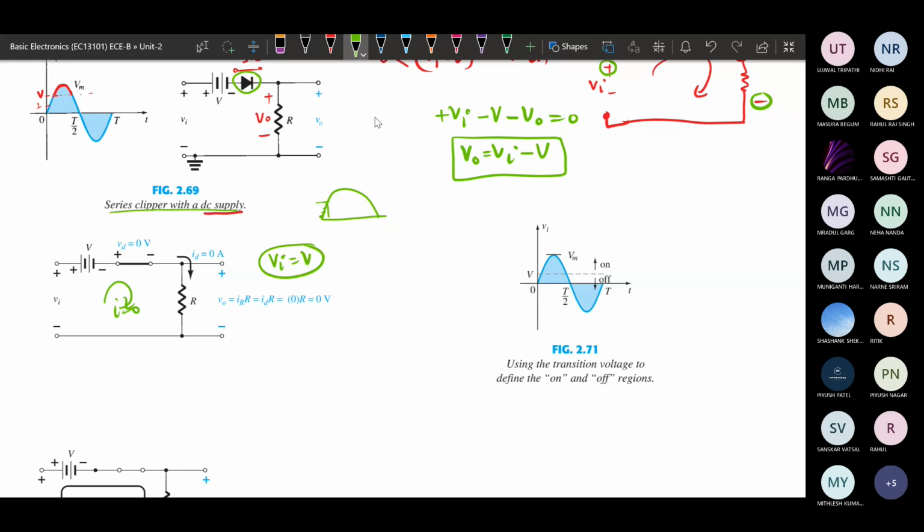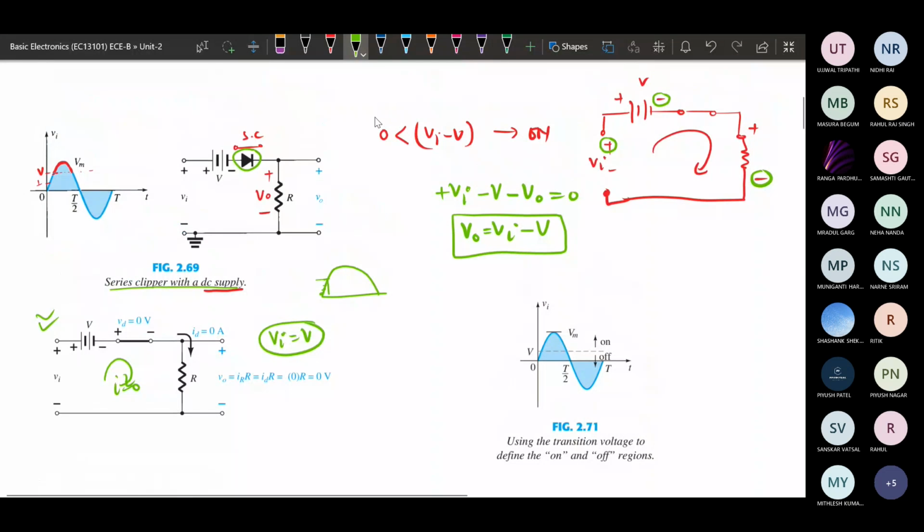That means for input voltage Vi equal to V, the diode will be on. This is how we decide the transition voltage, the voltage at which the diode turns on. Once we apply an input voltage greater than V, the diode will be on, and the output we get is V input minus V.